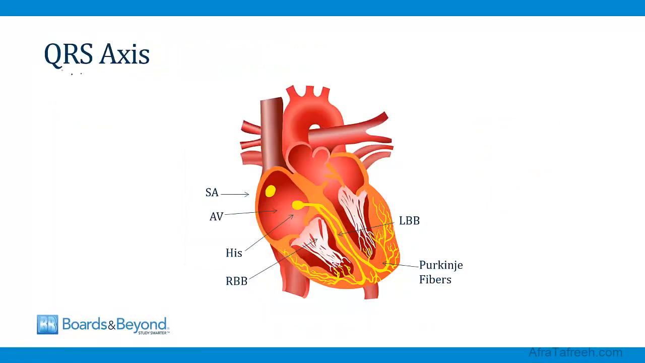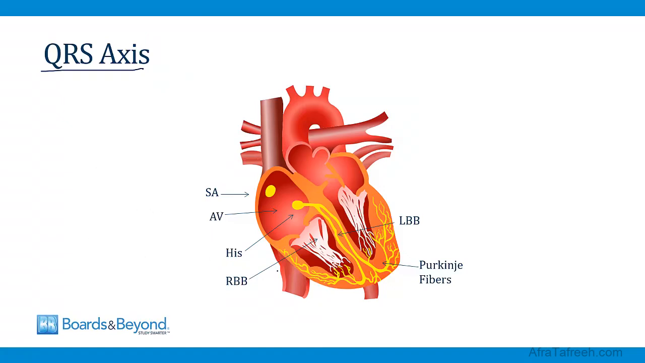Next, let's talk about determining the QRS axis. This is a standard element of evaluating an EKG. You'll often be asked to determine the axis on rounds, and you should know how to do this. Let's take a look at this picture of the heart, which shows the electrical system of the heart. When the ventricular myocytes depolarize, that generates the QRS complexes.